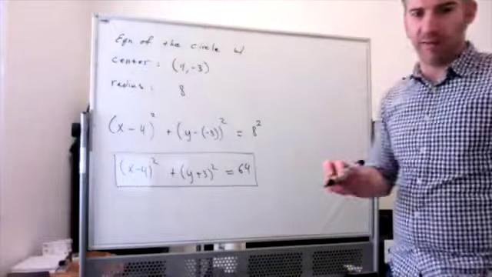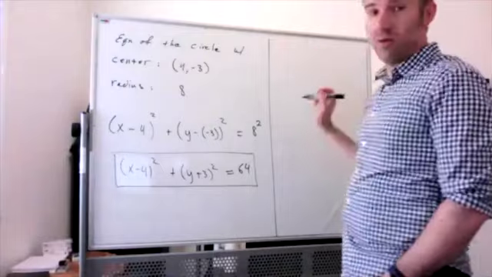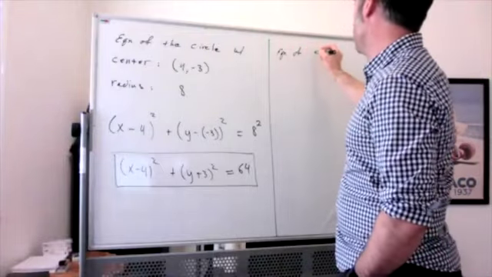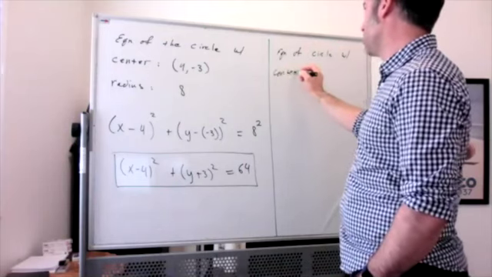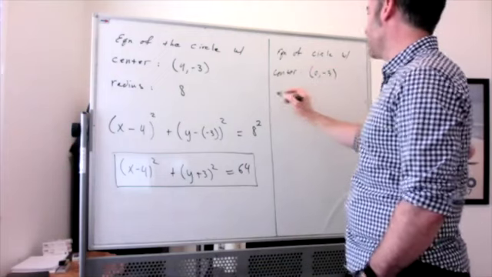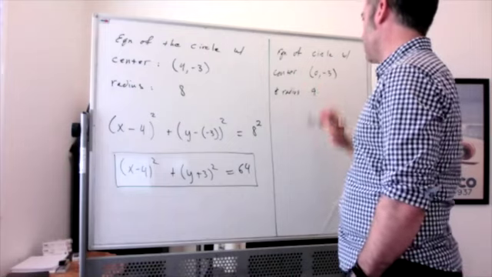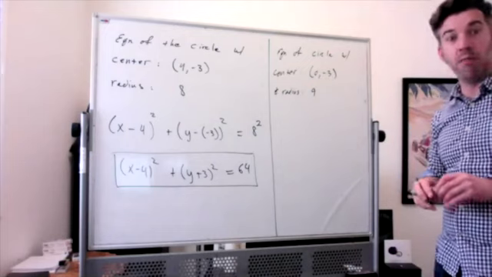I want to point out one extra thing here. So let's do one more. In fact, why don't you guys try this one? I want you to try writing the equation of the circle with center 0, -3, and radius 9. So go ahead and try that. I'll give you a minute.